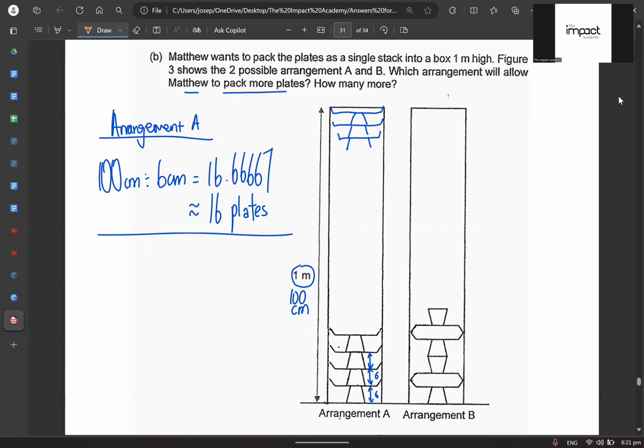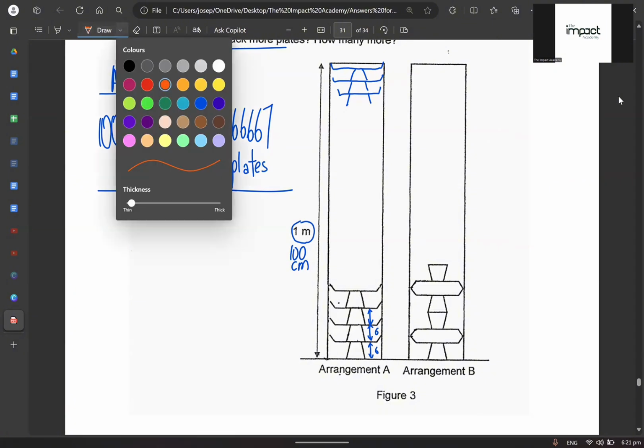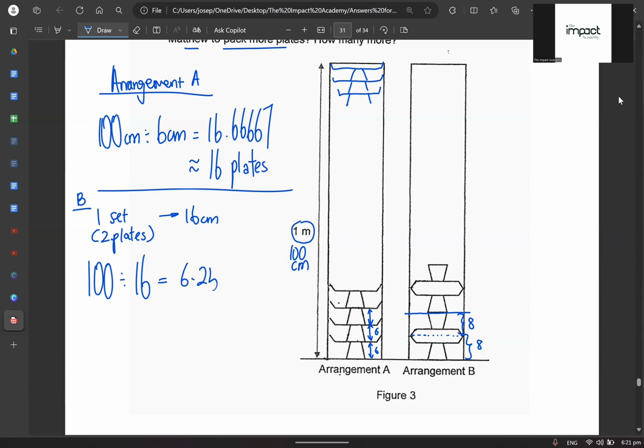Now, what do you do next? For arrangement B, it gets more interesting. You have to group them up. I would prefer to group them up like that, and I count this as one set. Arrangement B, this part is 8 cm and this part is also 8 cm, so in one set there are 2 plates, which goes to 16 cm. So 100 divided by 16 first, I get 6.25 sets.